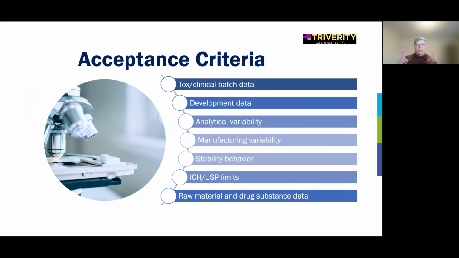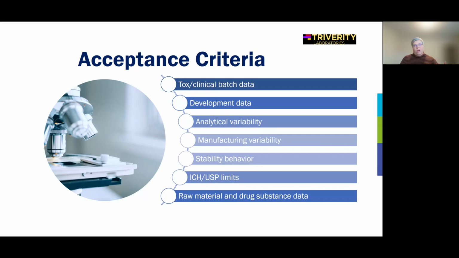We talked about that really tight drug substance specification. If you're allowing 3% variability, and it's 98 to 102, if you're releasing at 99, there's a good chance with analytical variability you're going to fall outside of that. So keep that in mind too when you're setting your specifications. Manufacturing variability, your stability behavior. Do you see any trends on stability?